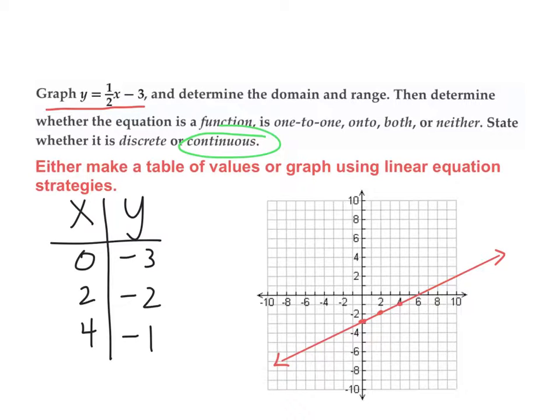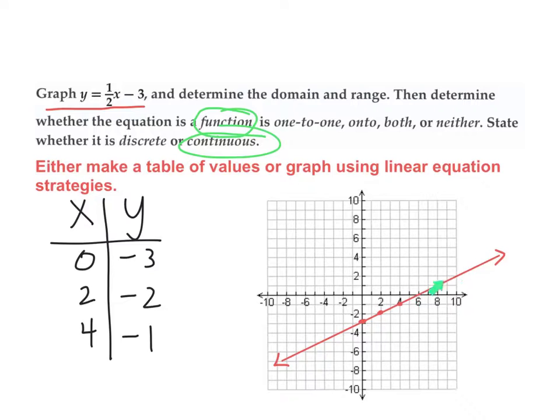Alright, is this a function? Yeah, we just learned about the vertical line test, right? Is there ever going to be a vertical line that touches more than one point? Nope, there is not. So it is a function. Okay. Now we've got to find the domain and range. And once we find the domain and range, we can decide if it's one-to-one, onto, both, or neither. So let's talk about that for a minute.